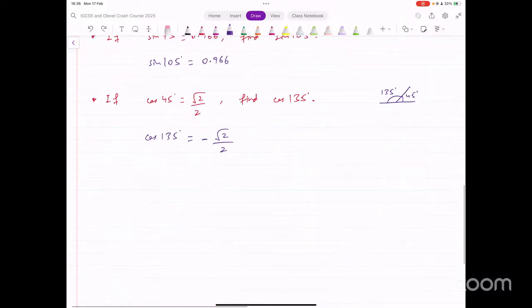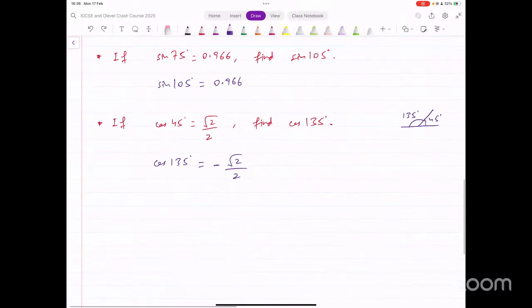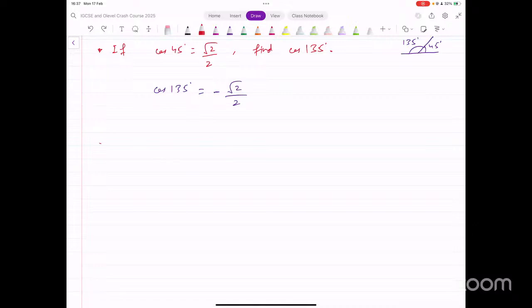And this is how it is sometimes tested. They will give you one ratio, sine, cos, or tan for the acute angle, and they might want you to find it for the obtuse angle. Or it could be the other way around as well. They might tell you, for instance, if tan of 120 degrees, let's say that is equal to minus square root of 3. And you might have to find tan of 60 degrees.